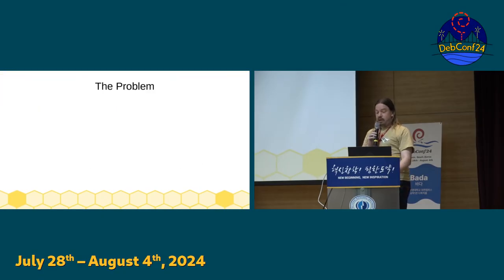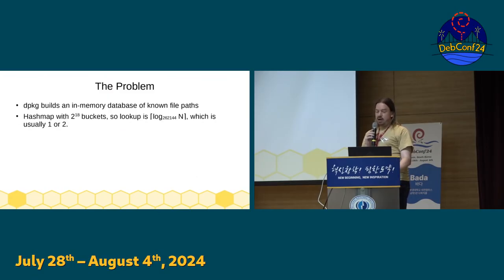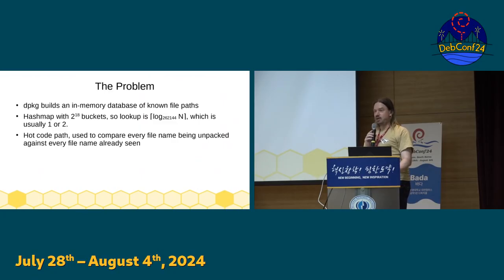So what is the actual problem? Why is it taking so long? The problem is dpkg builds an in-memory database of known file paths. That's a big hash map. All of this happens in a hot code path, because that is how you check all the file conflicts and diversions and stat overrides, and everything that dpkg does is handled in one single database lookup in an in-memory database.